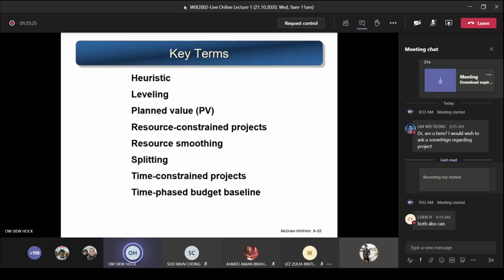Okay, but I'll set something simple that asks you, for example, what is the method you use in resource constraint? Then you will know this is called the parallel method using the heuristic approach. Okay, you understand? That kind of question. Any questions so far? But I'll give you some questions to practice.